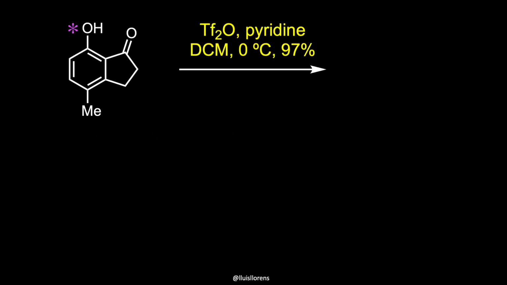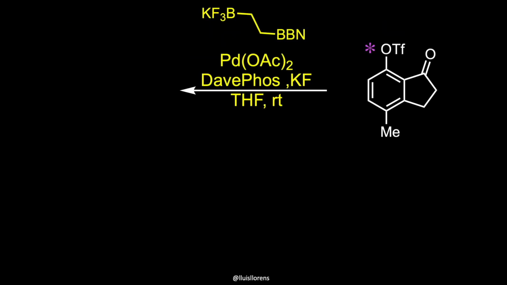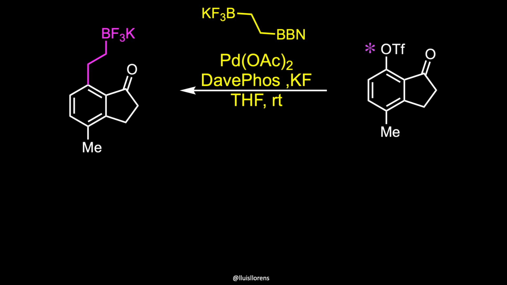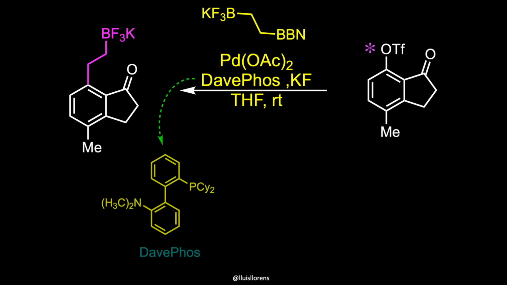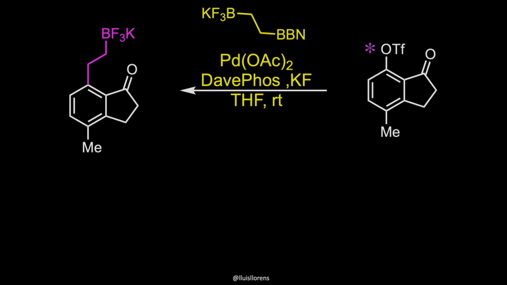The synthesis commenced with the triflation of this commercially available indanone. Then, an sp2-sp3 Suzuki cross-coupling took place with this organoborane, which was generated in situ from hydroboration of the vinyl reagent. The Suzuki coupling was accomplished with palladium diacetate as the catalyst in the presence of DEPhos as the ligand and potassium fluoride as the base.